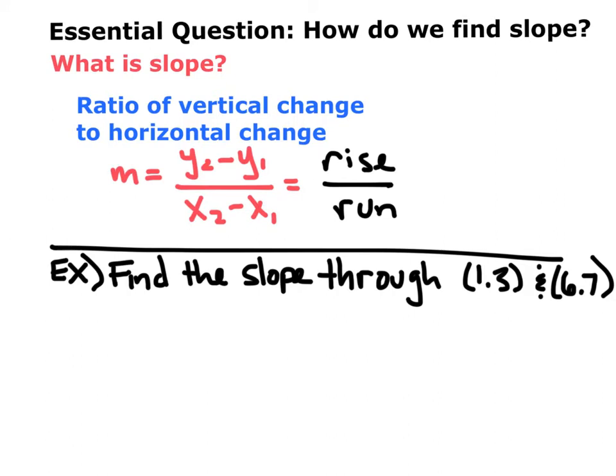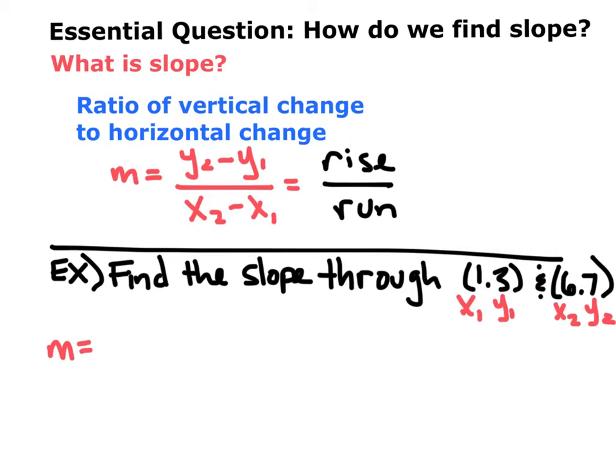Okay, so let's try to do an example of that. So I'm going to try and find M. And notice that M equals y2 minus y1 over x2 minus x1. So I need to define which is going to be y2, y1, x2, x1. So my first point here, I'll make this my x1 and y1. And notice x1 and y1 have to go together. The same goes for x2 and y2.